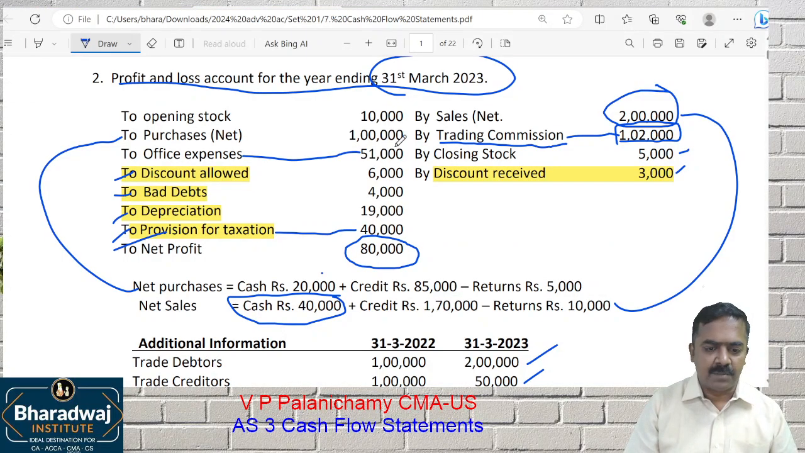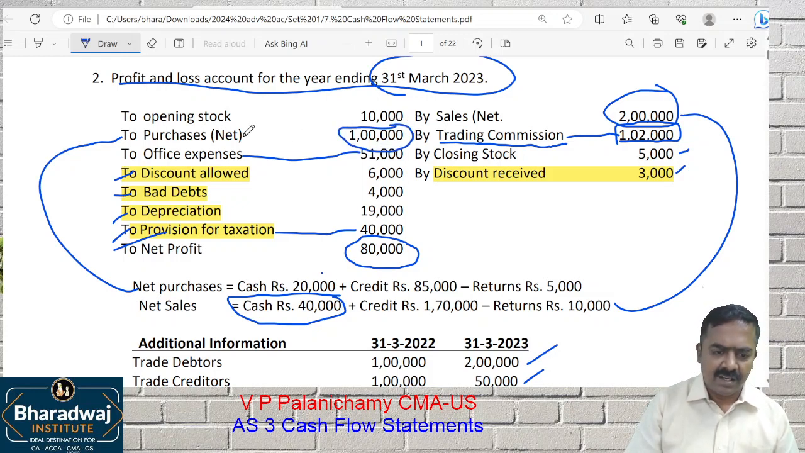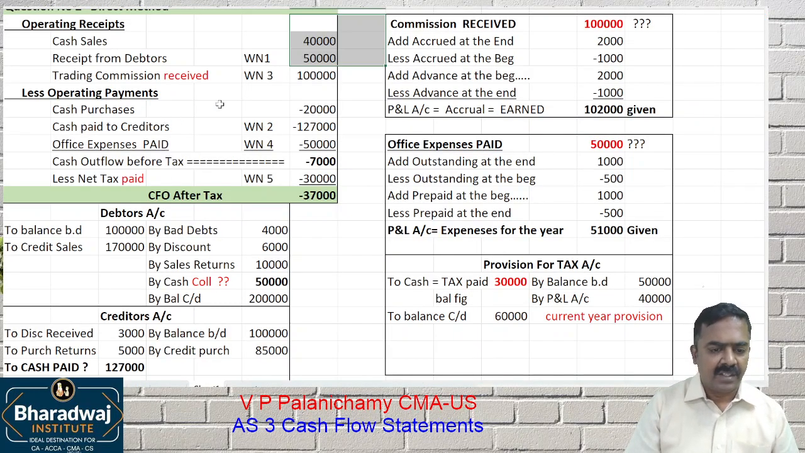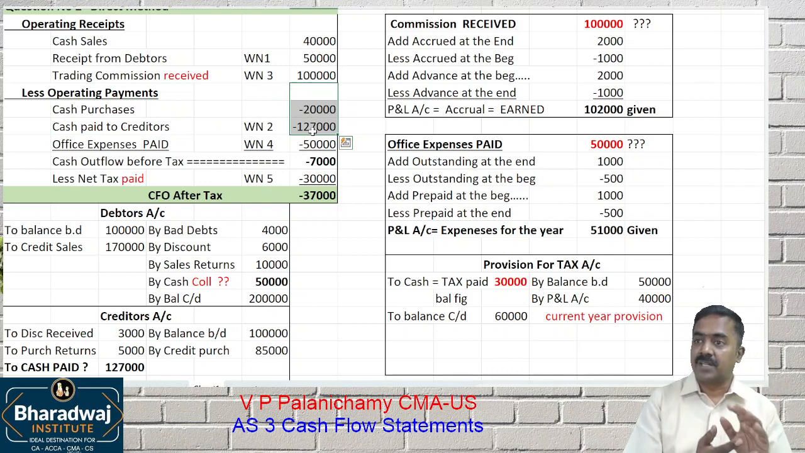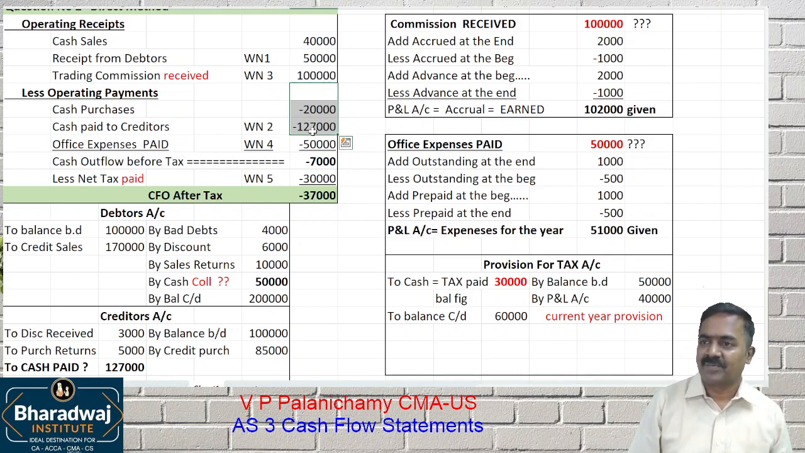Look at the purchases booked. Expense: how much is booked? 1 lakh is charged in the P&L account. But look at the payment made. Cash purchases 20,000. Payment to creditors 1,27,000. How much did you pay? Collections have stopped, but you are paying more. Collections are reduced. You are not able to collect money from customers, but you have to pay your suppliers. Why should I pay more?